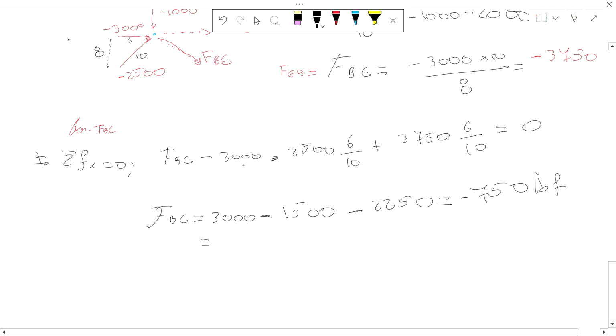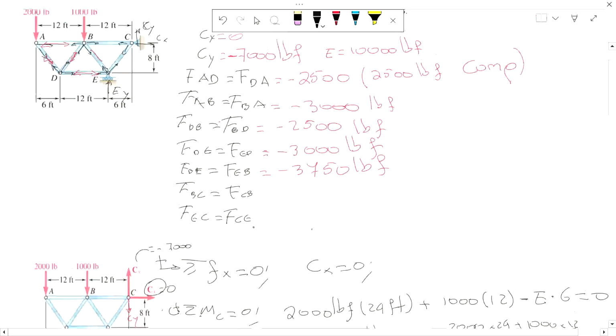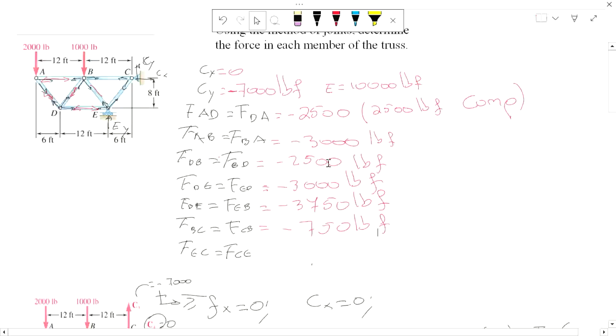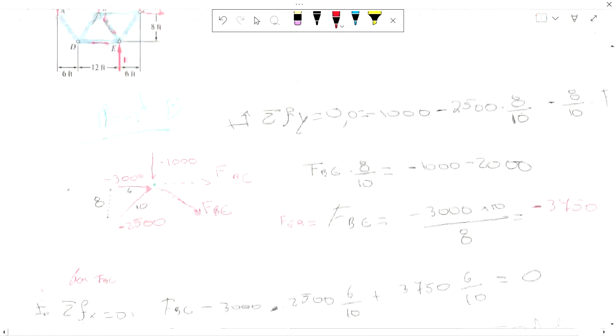Okay, so this is negative 3000. Let's double check. FB to C minus negative 3000 minus 2500 minus 3750. Yes. Okay, so that means that B to C is equal to negative 750 pound force. Okay, and all right, we have to do one more point, which is E to C.